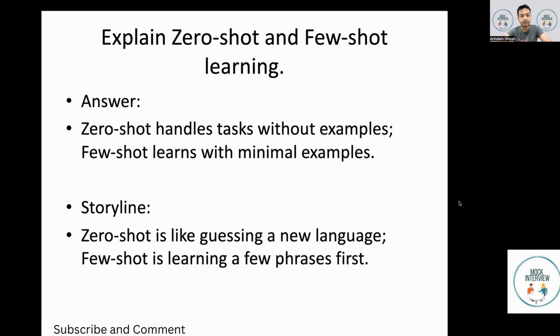Great. Next question. Explain zero-shot and few-shot learning. Answer: zero-shot handles tasks without examples. Few-shot learns with minimal examples. Storyline: zero-shot is like guessing a new language. Few-shot is learning a few phrases first.